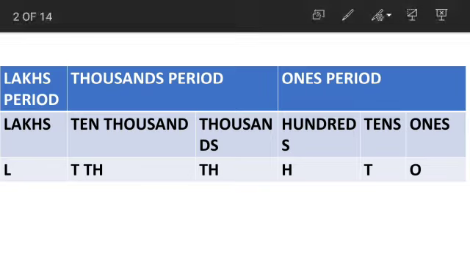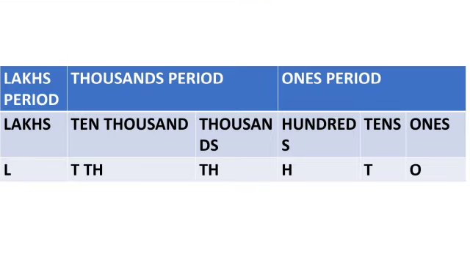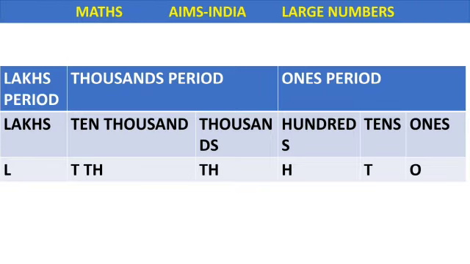I did not write 10 lakhs here because 10 lakhs is not necessary for you right now. I have just said it for your remembering purpose. So let us revise this place value chart again. First place value from the right is ones, the second is tens, then comes hundreds, then comes thousands, then comes 10,000s, and then comes lakhs.